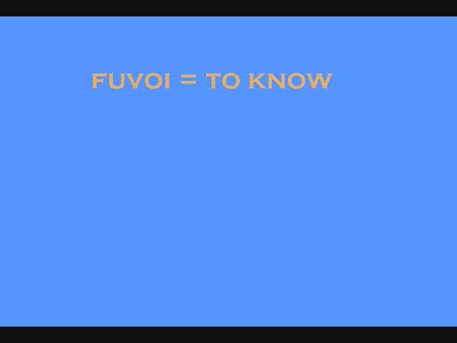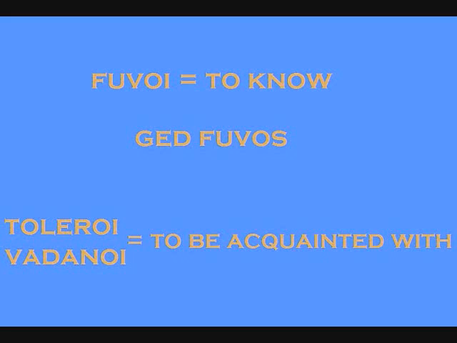If you don't know the answer to a question, you'll want to be able to say that, so we need to learn Fuvoi, to know. So, I don't know would be ged fuvos. Note that this know is only for facts. If you want to say that you know a person, that you are acquainted with them, you use one of two verbs, Toleroi and Vadanoi. Use either one, they mean the same thing.